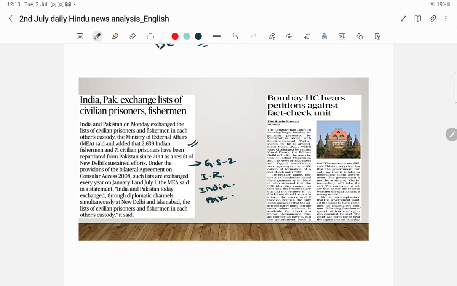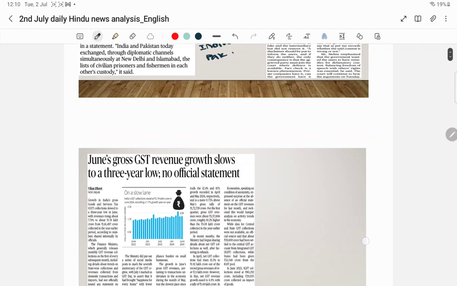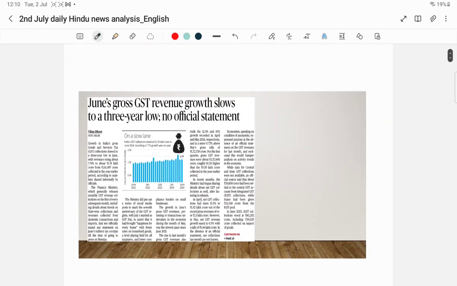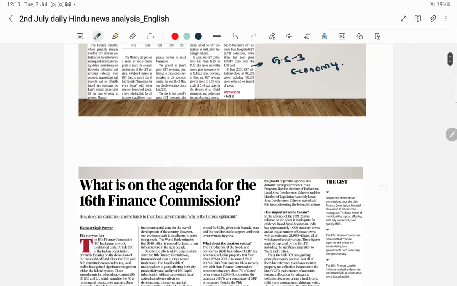And the second important article, Bombay High Court hears the petitions against the fact check unit. This we have to cover under GS paper 2 polity. Then the next article, June's gross GST revenue growth slows to a 3-year low. This is from GS paper 3 economy, and we have to cover it under GS paper 3 economy.